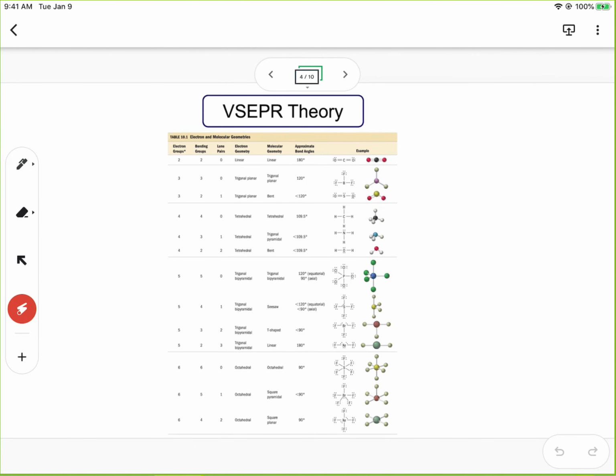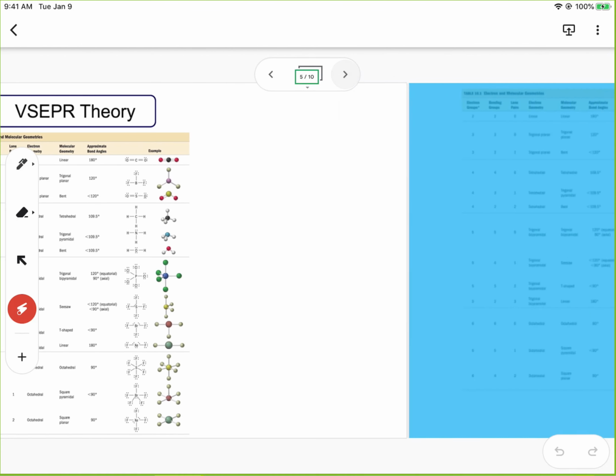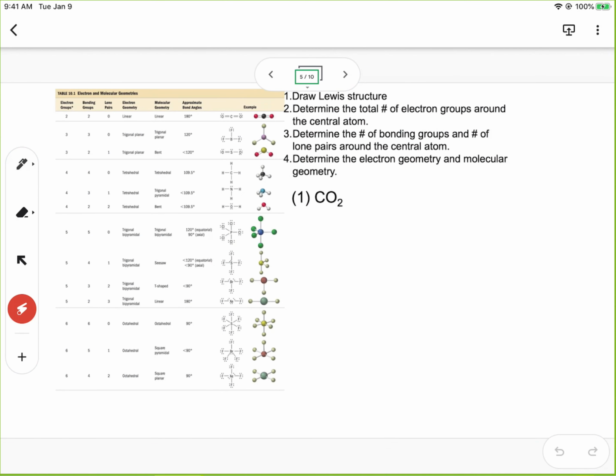All right, let's do some examples. The first one is carbon dioxide. As the first step says, you need to draw the Lewis structure of carbon dioxide. Let's draw that. It's going to be O double bond C double bond O. Now the first step is done.